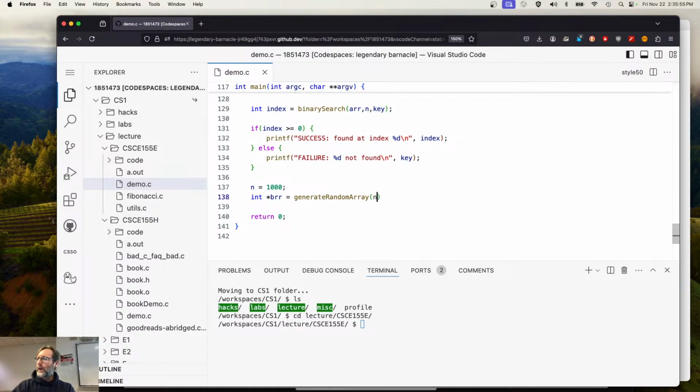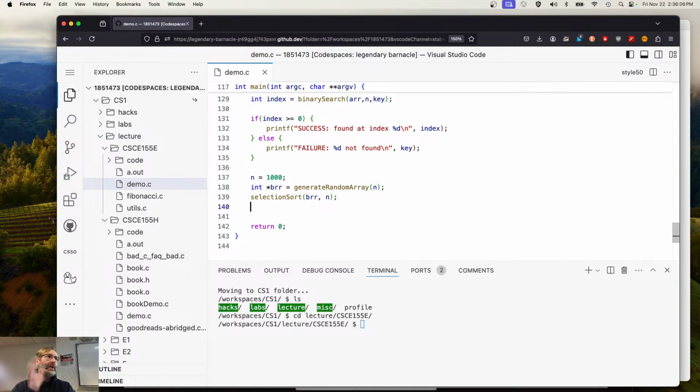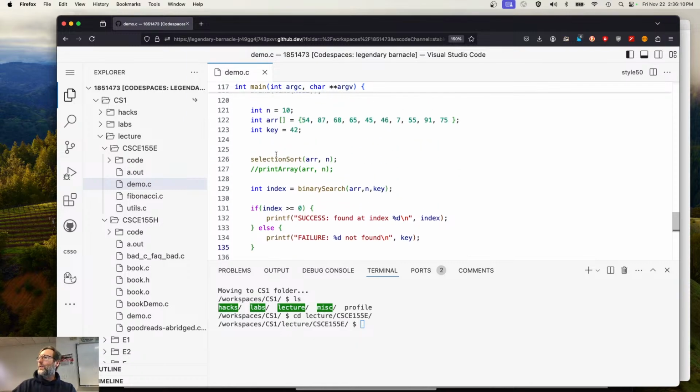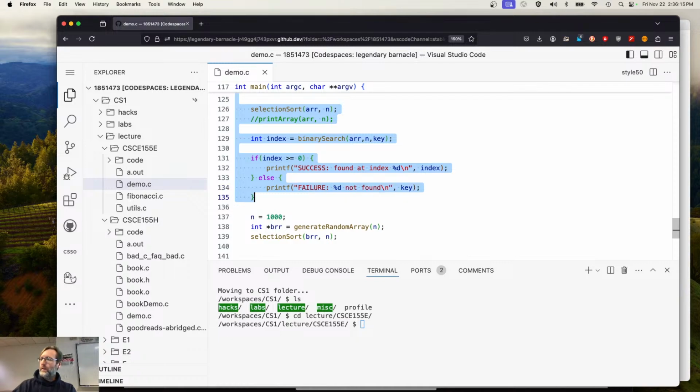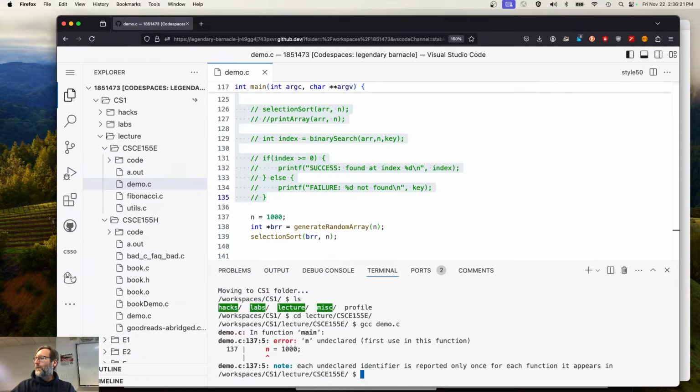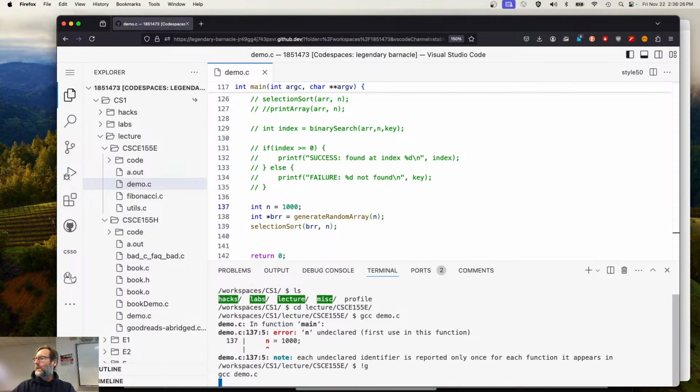1,000 elements, n. Right? And then I'm going to selection sort it. Right? Selection sort BER on an array of size n. Right? I don't want to print it out here because I don't want to look at 1,000 things. Right? But let's go ahead and get rid of the rest of this code for now, just to make sure that it's not going to impact our efficiency here. GCC demo. Right? All right, so if, int n, there we go. GCC this, there we go.